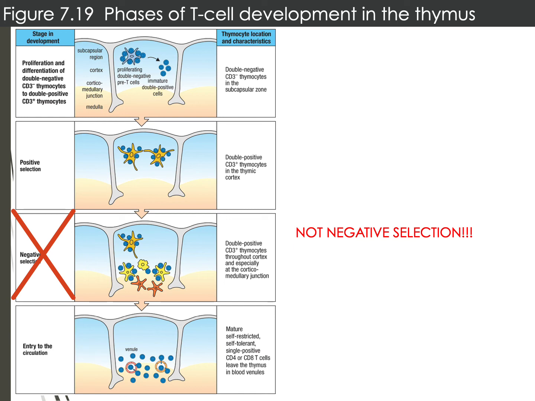So if I was to revamp this so this was negative selection, the thymocyte location and characteristics would be single positive in the medullary, interacting with medullary thymic epithelial cells that are presenting self-peptides, fragments of self-proteins.